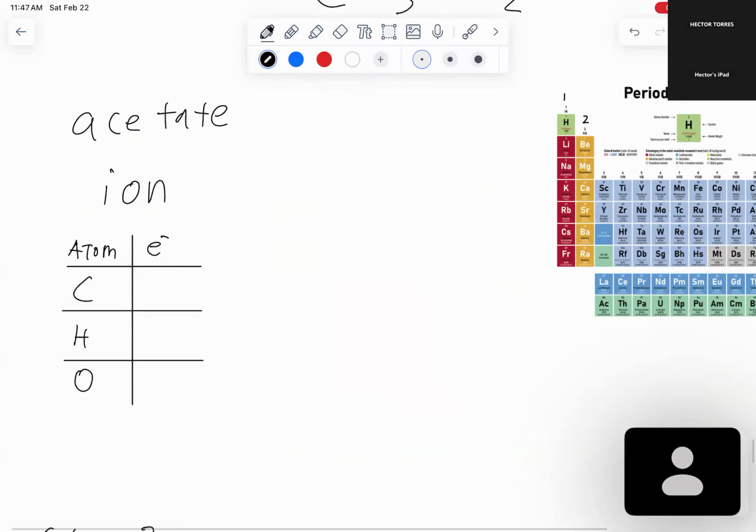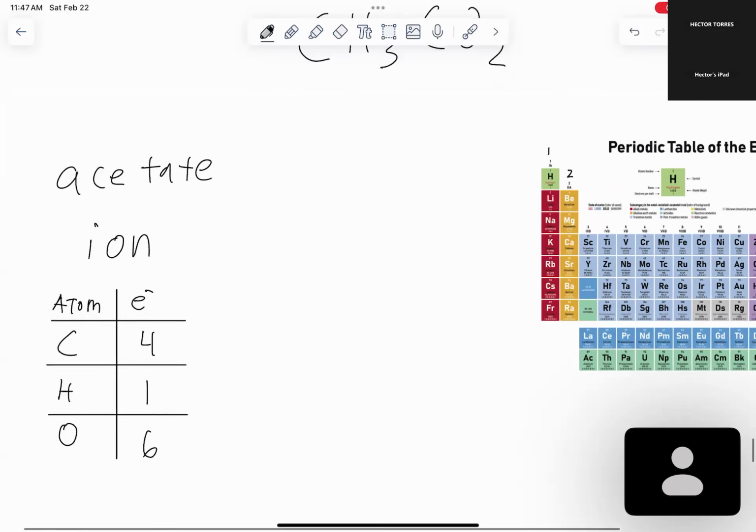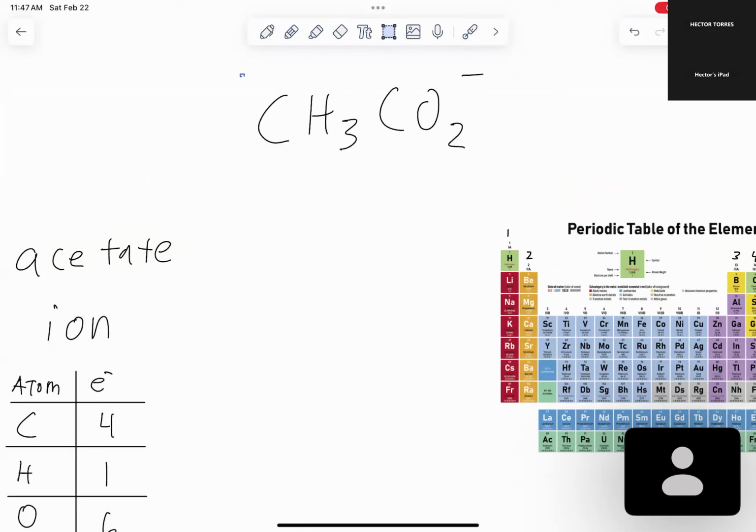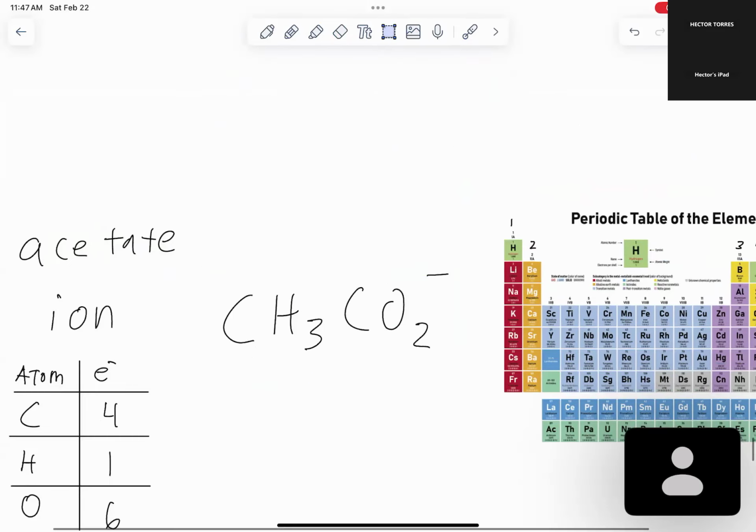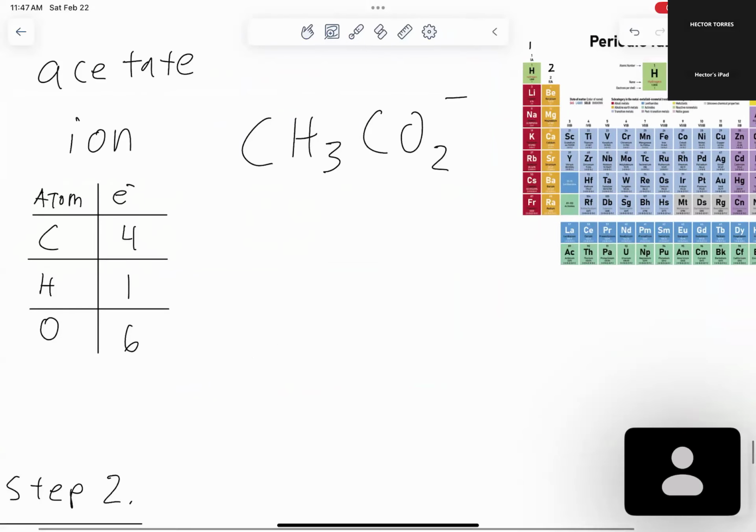Okay, so let's write this over here in my table. Hydrogen has 1, carbon has 4. Oh, I wrote that wrong. It's oxygen that has 6. Okay, there we go. Now, let's make sure that we also take into account our molecular formula when trying to find the total. So let's add those together: 4 plus 1 plus 6.